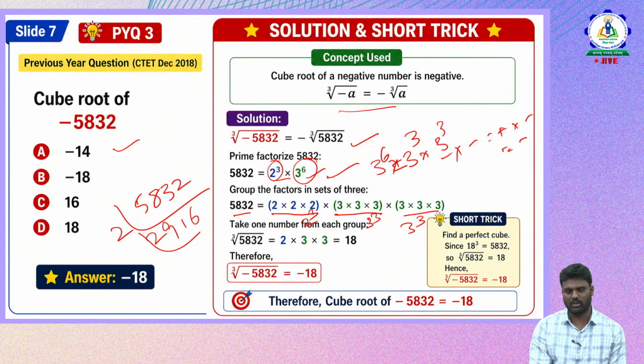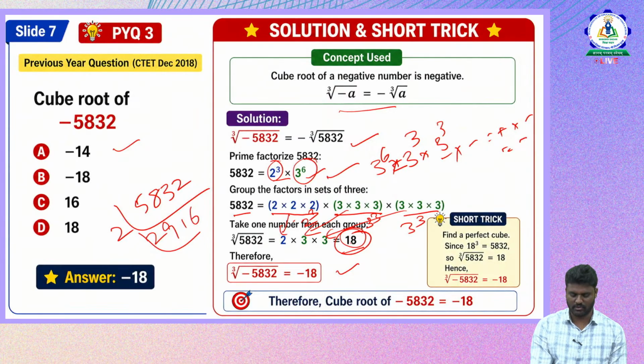From each group we have to take one number only. So for the cube root of 5832, we take 2 from the first group, 3 from the second group, and 3 from the third group. Now we multiply the numbers we have taken from the groups. 2 threes are 6, 6 threes are 18. So this is the obtained answer. Therefore the cube root of minus 5832 is minus 18.